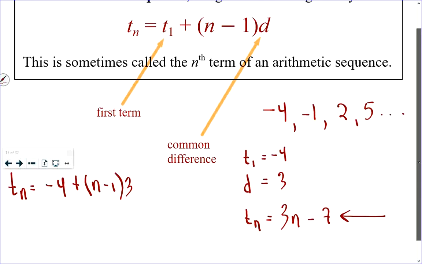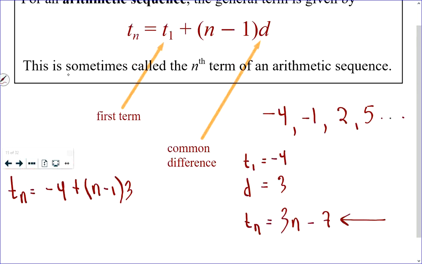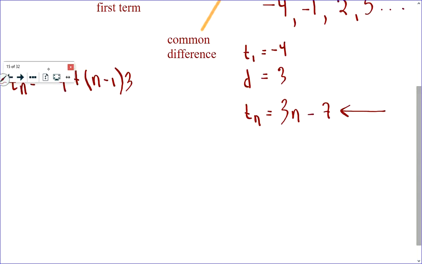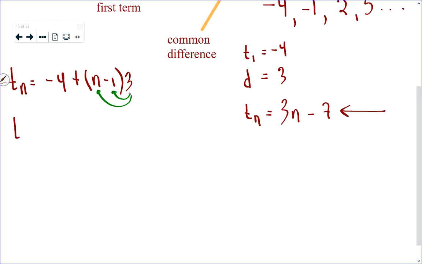Well, I would have to take the positive 3 and multiply it through, which would give me Tn equals negative 4 plus 3n, 3 times n, minus 3, 3 times negative 1, and negative 4 plus negative 3 is negative 7. 3n minus 7. You can now use the formula to come up with the general term.